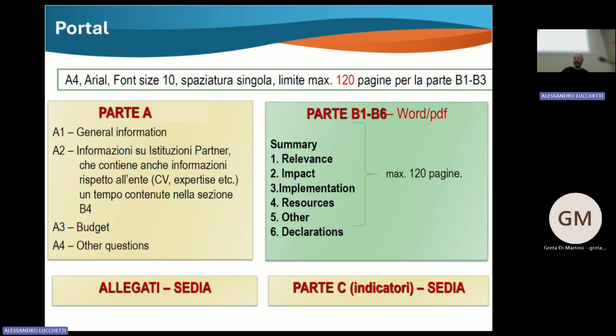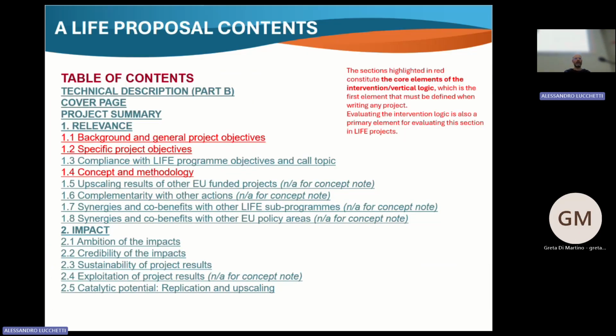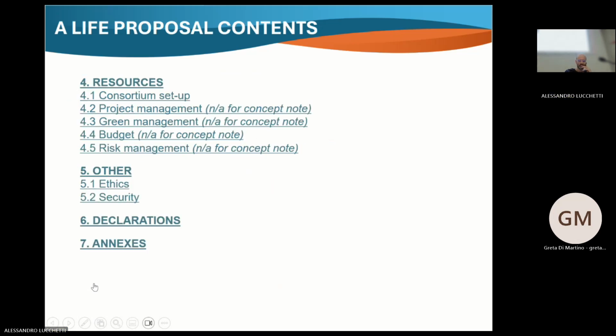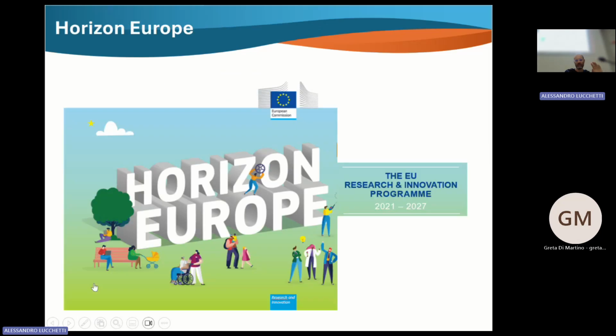The part A is the general information, part B is the proposal. And this is, let's say, the Word template for a live proposal, where you have the relevance and all the other chapters that you have to compile: the background and general project, the specific objective, concept and methodology, etc. The impact, the ambition, credibility, sustainability, and all the parts that we saw before. You have to compile all these single chapters, implementation, and so on. And there is a part just for the budget.